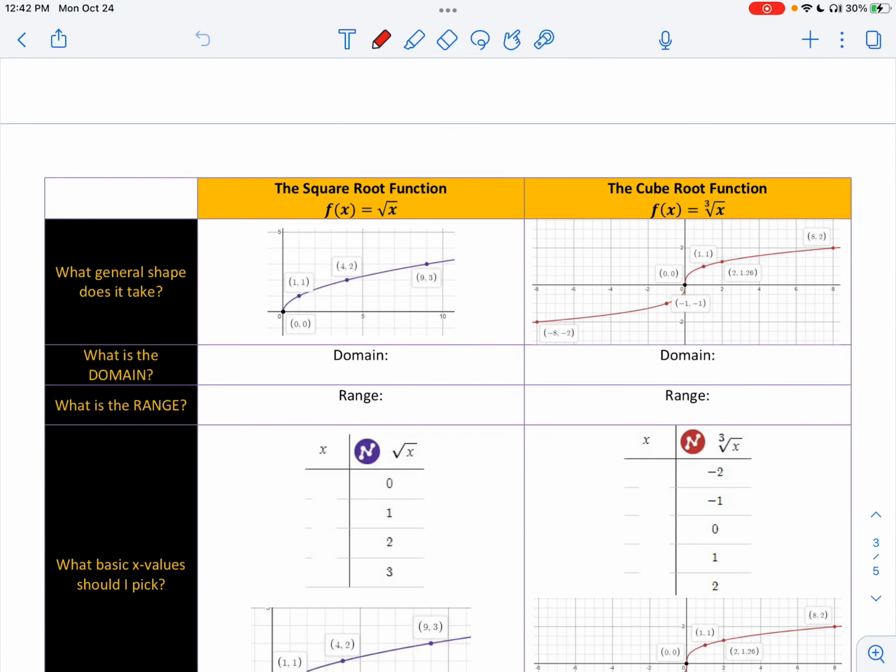All right, everybody, so welcome back. We are going to take a look at the difference between the graphs of a square root function and a cube root function. So first of all, let's just take a look at basics, no translating or transformations.